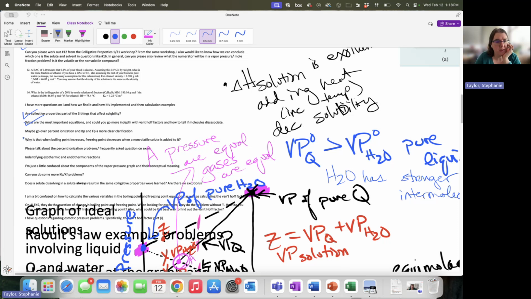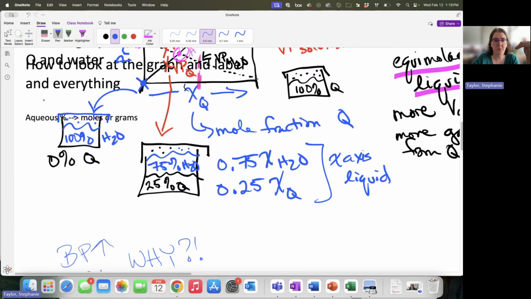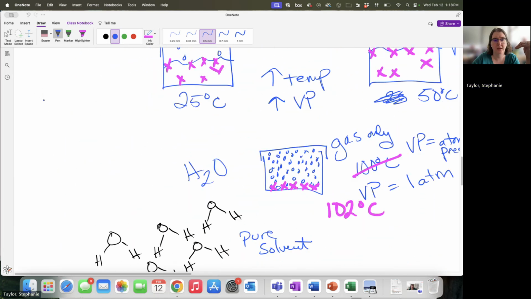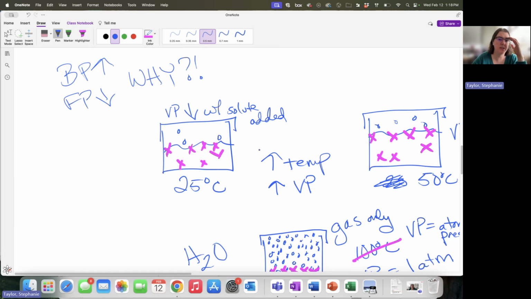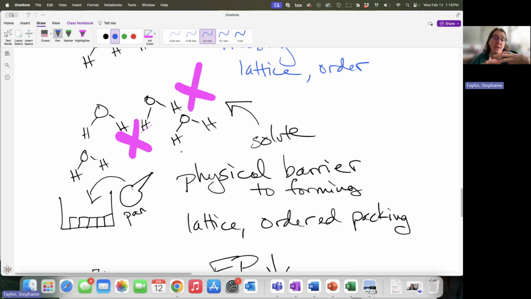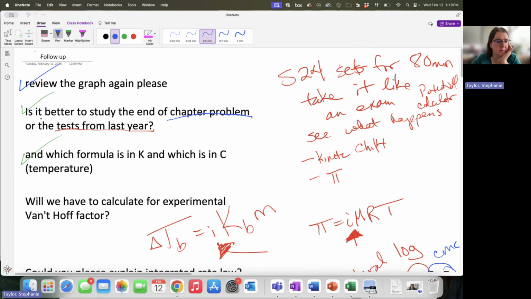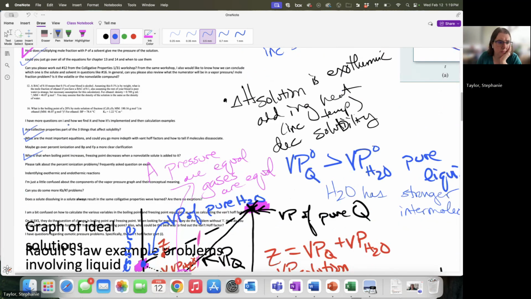Why is it when boiling point increases, the freezing point decreases when a non-volatile solute is added to it? This one I actually did in the previous follow-up video, where I was trying to talk about the difference between boiling point and freezing point, and boiling point dealing with vapor pressure, and freezing point dealing with physical items basically being in the way of freezing happening. So those are just 2 different aspects of what's going on in there. So I did talk about the graph in the previous video.